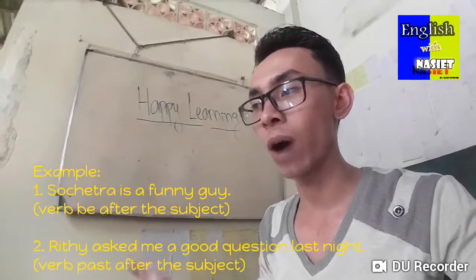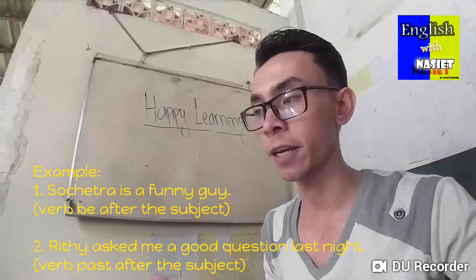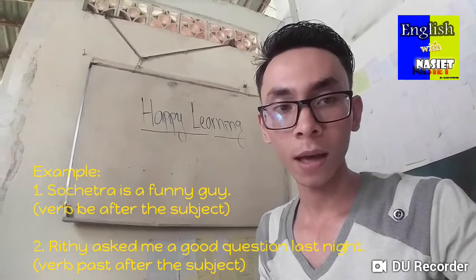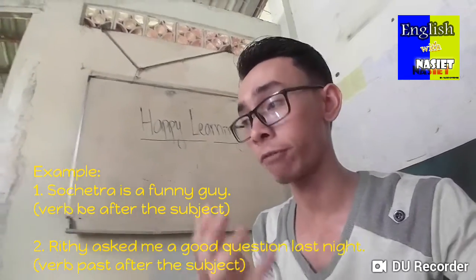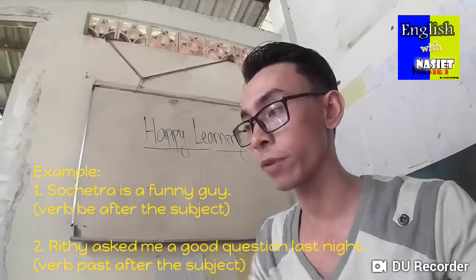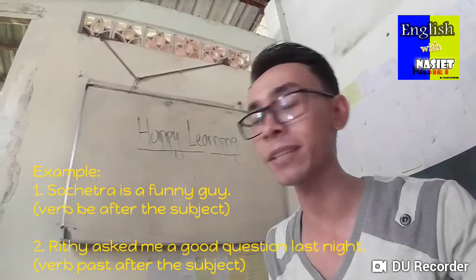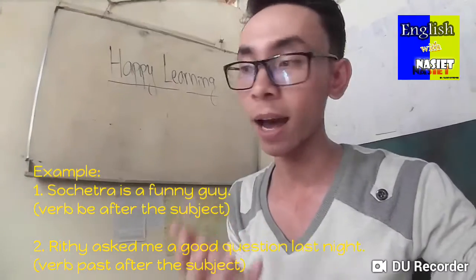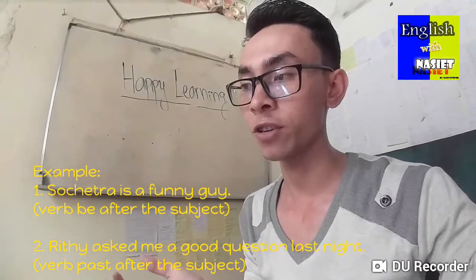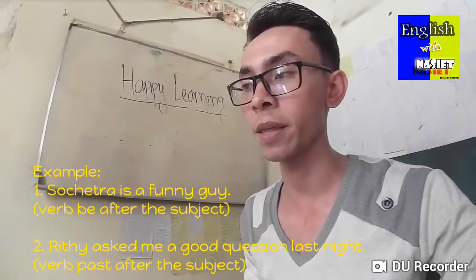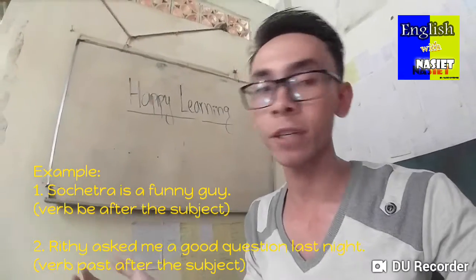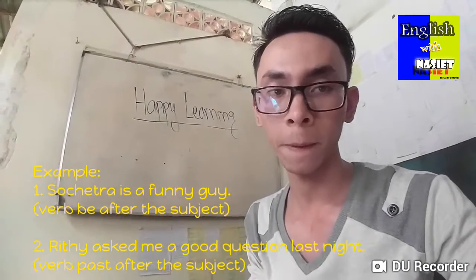You also want to know how we can identify a verb in a sentence. As a rule, a verb normally comes after the subject. So we have is in example number 1 right after the subject Suchitra, and asked, which is the past tense verb, comes after the subject the teacher. Okay, that's how it is.